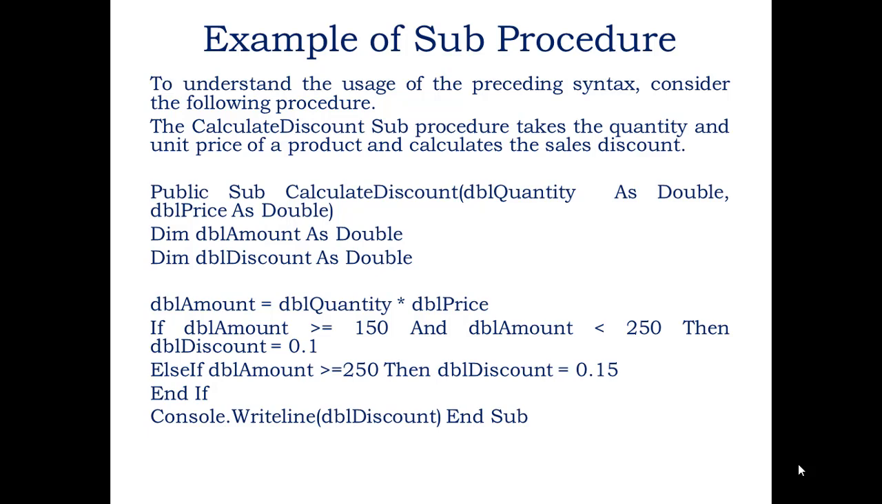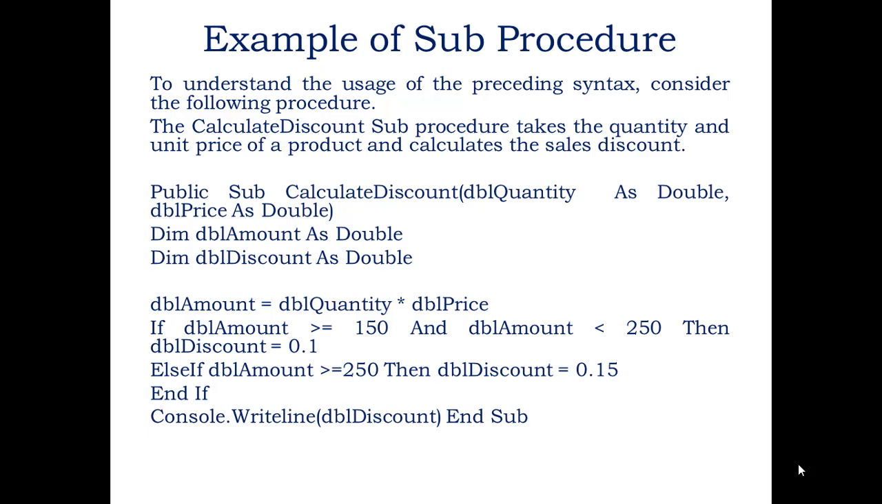Else if statement will come to, again, the conditional statement. The logical operators will be applicable with either greater than or equal to 250, then 0.15, 15%. And Console.WriteLine is used for display of the discount, dblDiscount. This is a simple procedure.